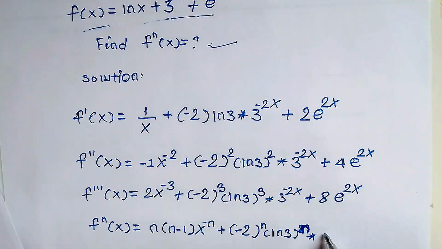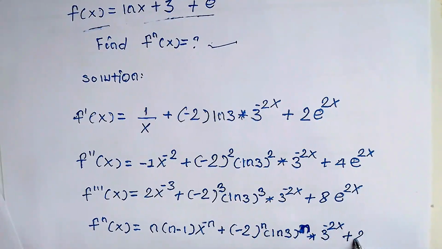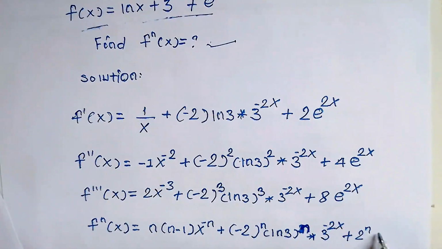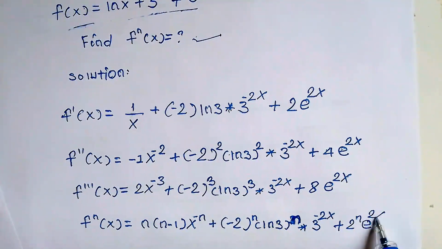Now we combine everything. f^(n)(x) equals (-1)^(n-1)(n-1)!/x^n plus (2 ln 3)^n 3^(2x) plus 2^n e^(2x). And that's your final answer.